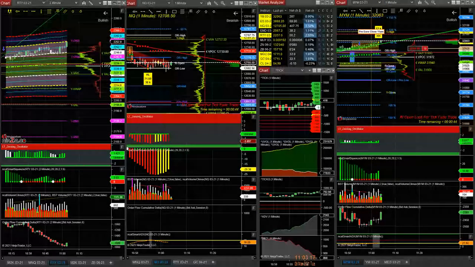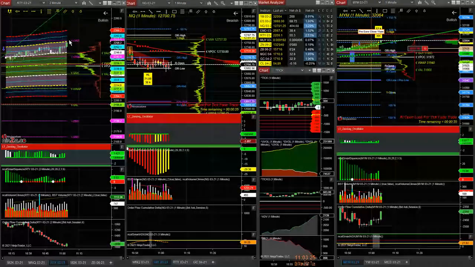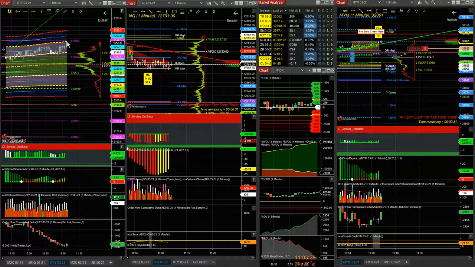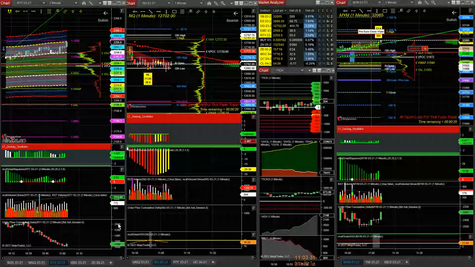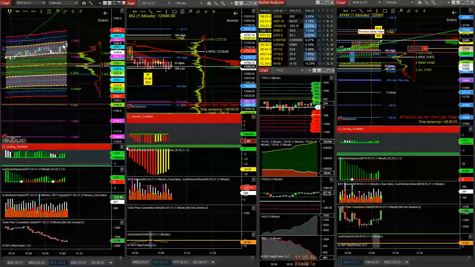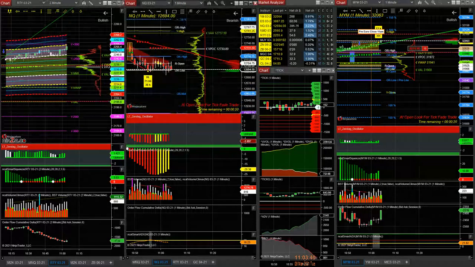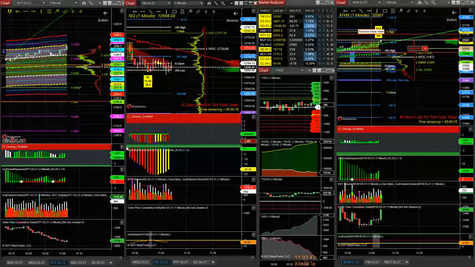2256, 2257, somewhere up here. That's a perfect level to add to RTY right there. All right? They're going to act as resistance. The only way he breaks that is if you get some heavy buy-in here. Well, I think they're going to do that at this time of the day, right? I mostly like to see them pulling back, right?